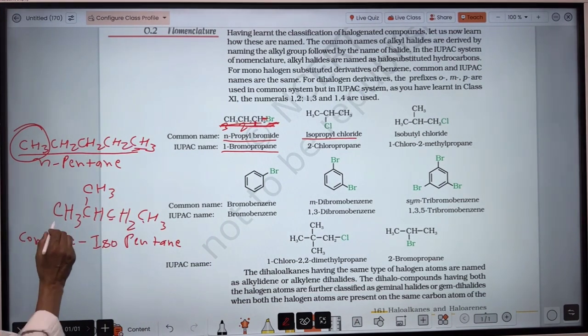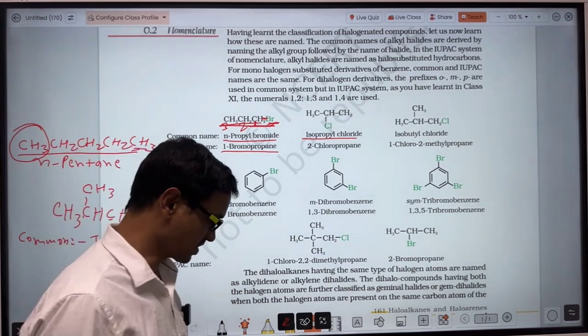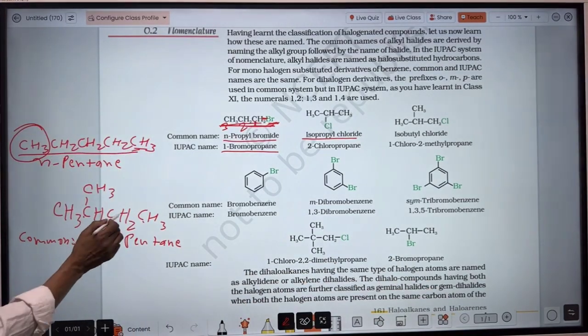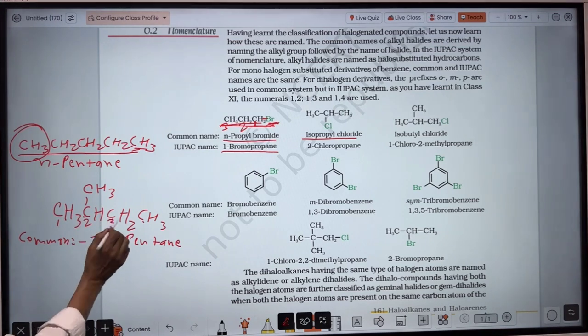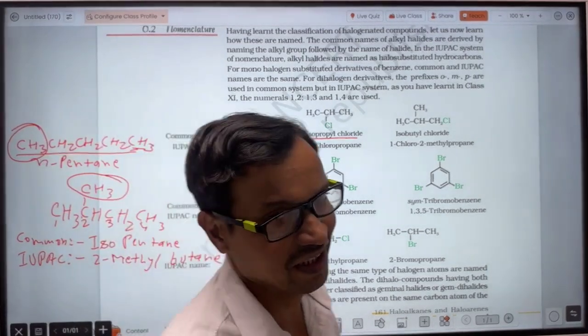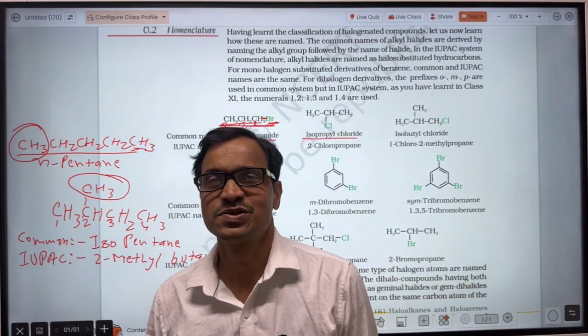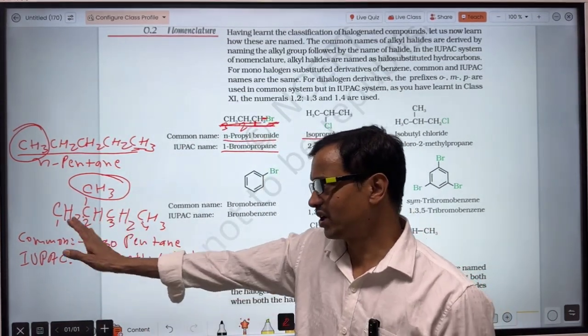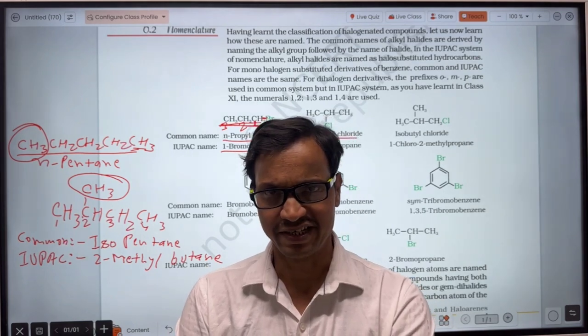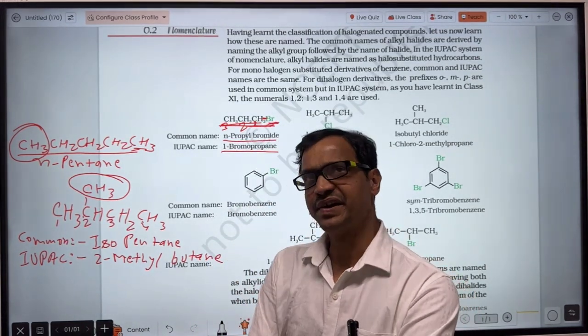To write the IUPAC name, we will first have to do the numbering. Firstly, we have to select the longest carbon chain here. So here it will be 1, 2, 3, 4. The main chain we select is of 4 carbon, and a methyl group is at the second position. So in IUPAC the name will be 2-methylbutane. Okay, that is 2-methylbutane as the IUPAC name and the common name will be isopentane, because in this compound the total number of carbon atoms is 5, in which a methyl group is bonded to the second carbon atom. So that's why it will be called isopentane.